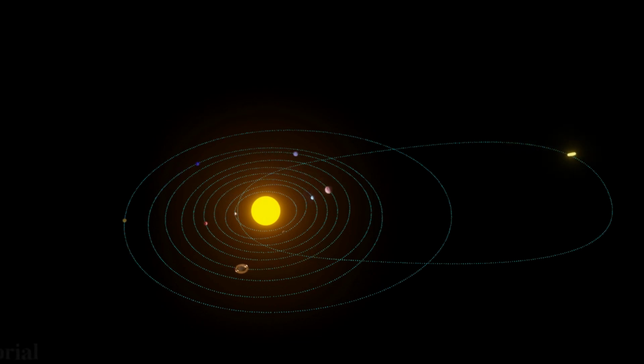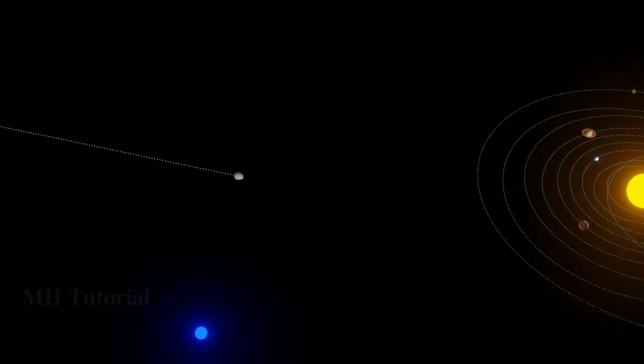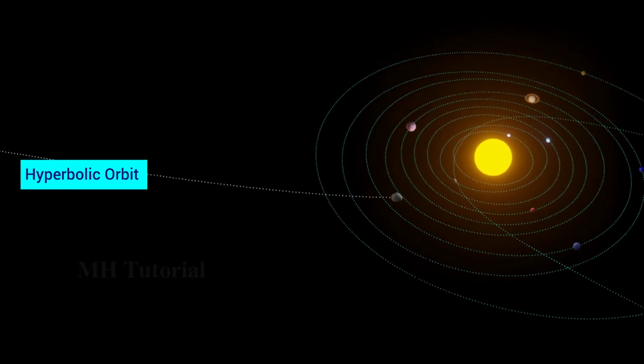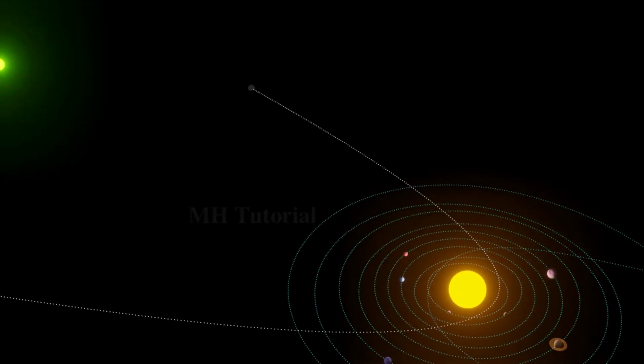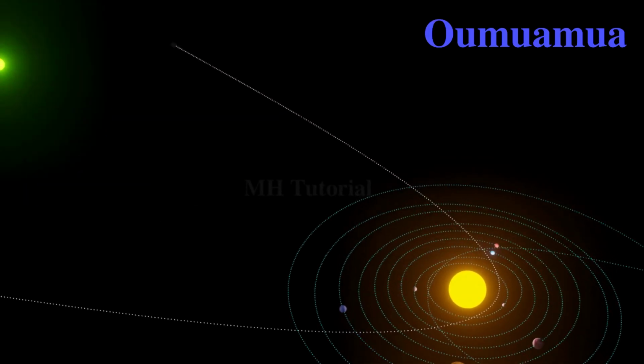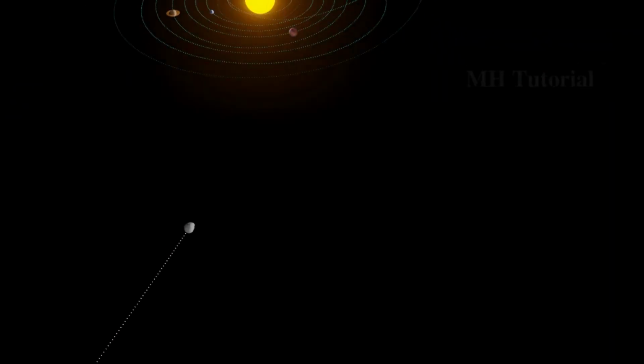But orbits of many comets, or asteroids, are either hyperbolic or parabolic in nature. Hence, these objects never return to our solar system. Oumuamua is one such asteroid, which came closer to the Sun on September 9, 2017. And will never return to the solar system.